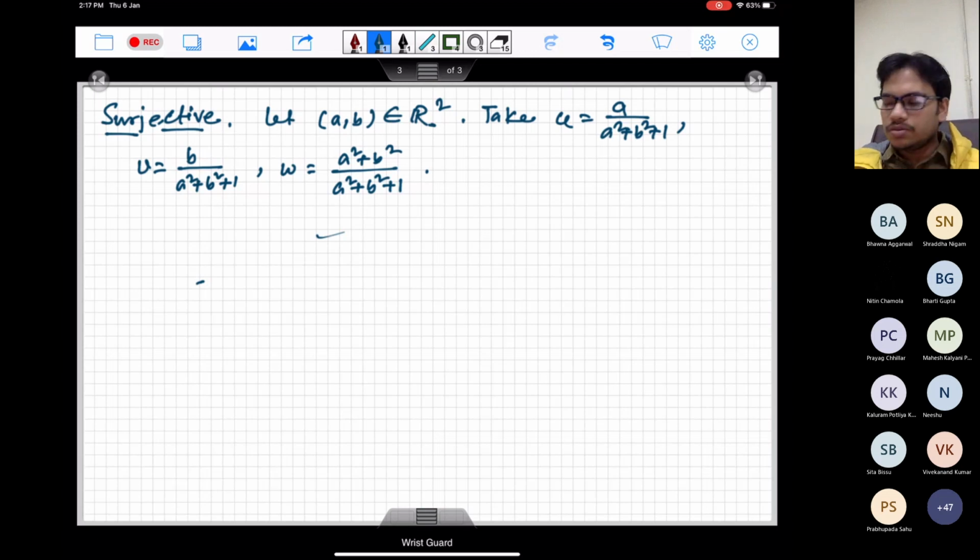That will give you that this association is definitely surjective. So no matter what complex number you start with, you will always be able to get one point on the sphere.